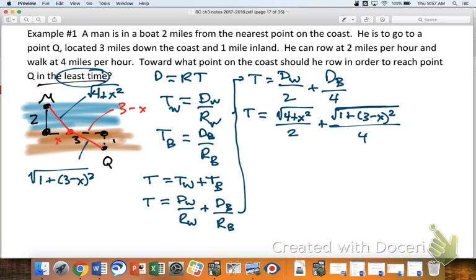You could rewrite it a little bit. As simple as this looks, as simple as a change as this is, it's actually maybe a little bit helpful. Couldn't you rewrite this as t equals 1/2 times 4 plus x squared to the 1/2? Doesn't that automatically make it a little bit easier? Just the way it looks, at least. Plus 1/4 times 1 plus 3 minus x quantity squared to the 1/2. Something like that.